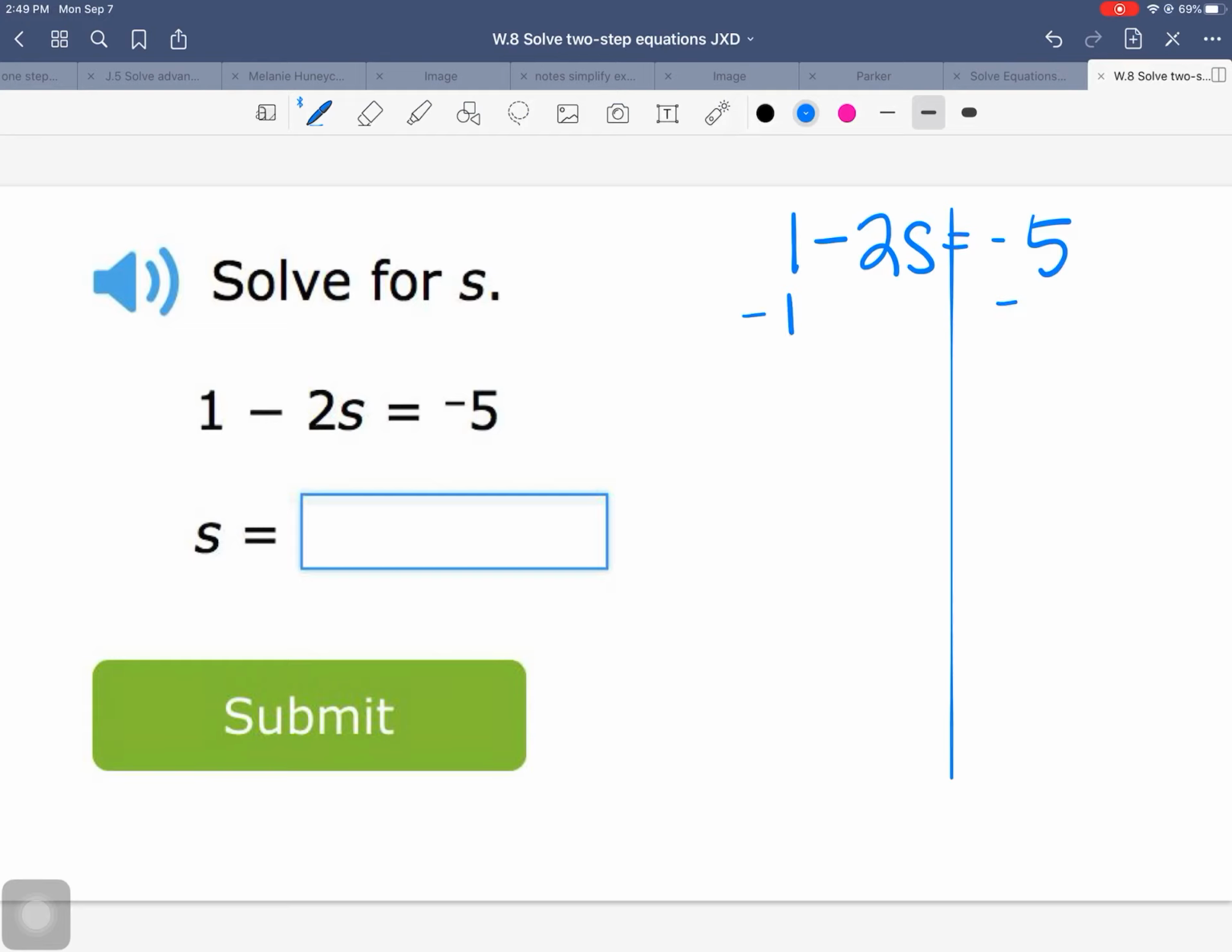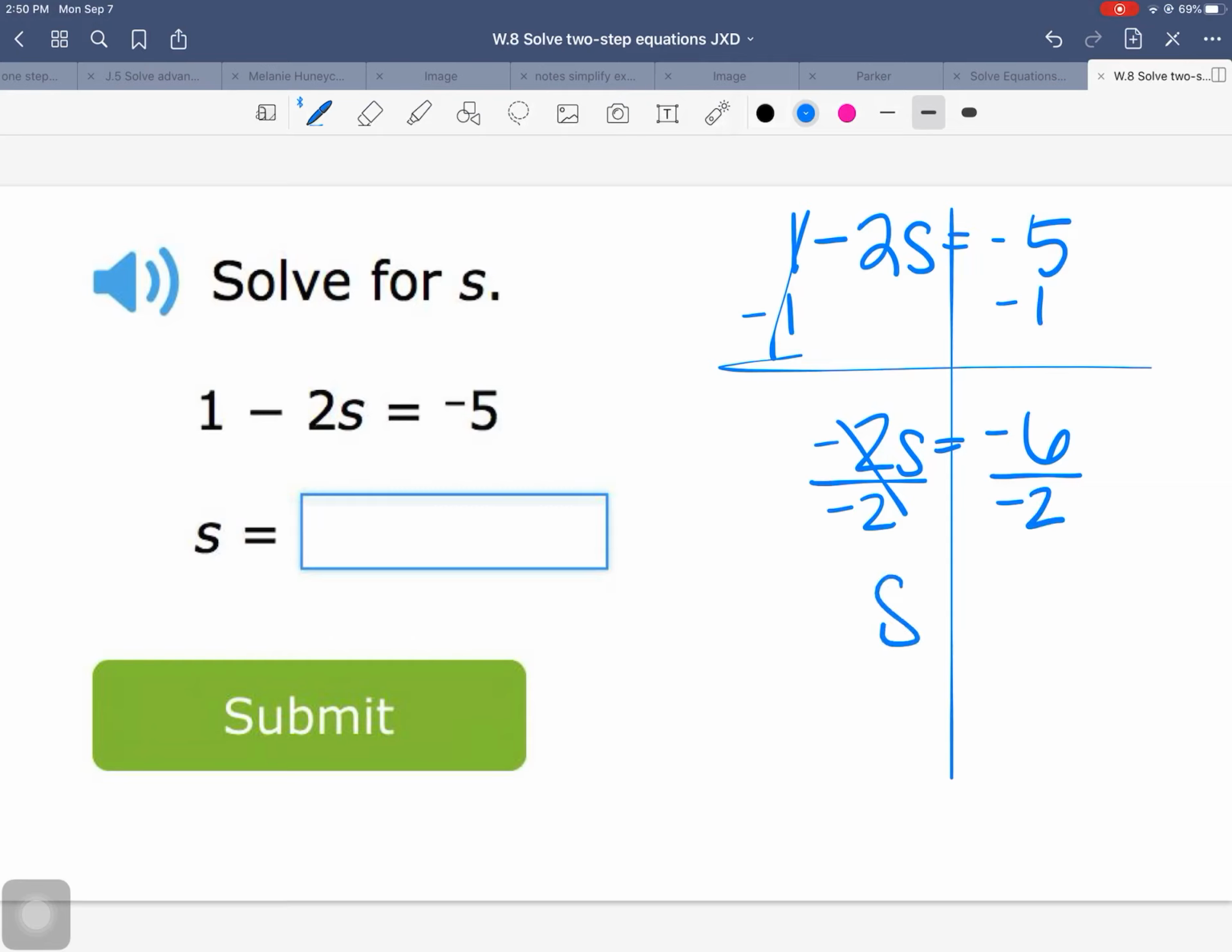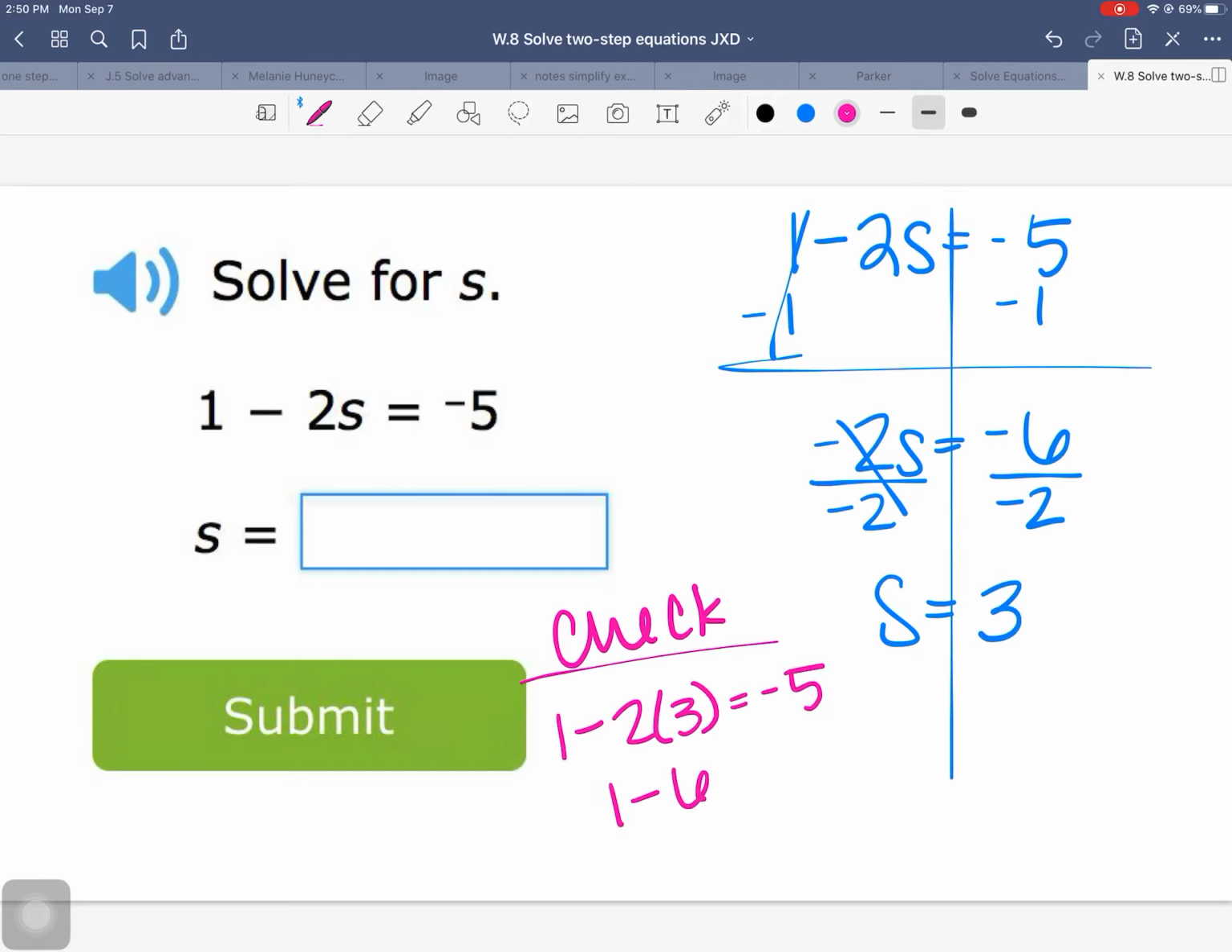I'm going to subtract 1 from both sides. I'm going to be careful of my signs here. I have negative 5 minus 1, which is negative 6. Divide by negative 2. S equals positive 3. We're going to check our work. 1 minus 2 times 3 should equal negative 5. 1 minus 6 does in fact equal negative 5.